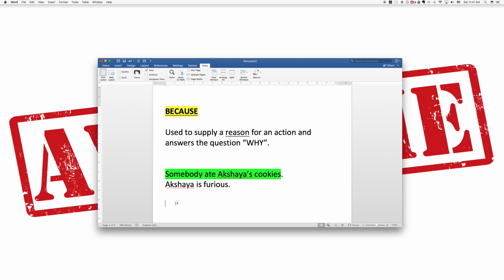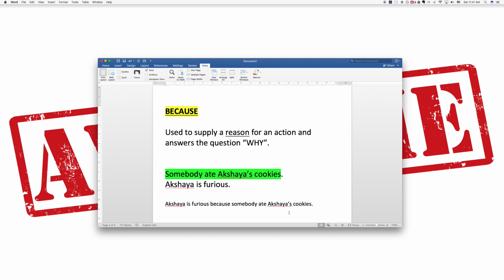So how do we connect the two using why? Let's do this. Akshaya is furious because somebody ate Akshaya's cookies. Is that right? I can almost hear you say no. Excellent. What's wrong?